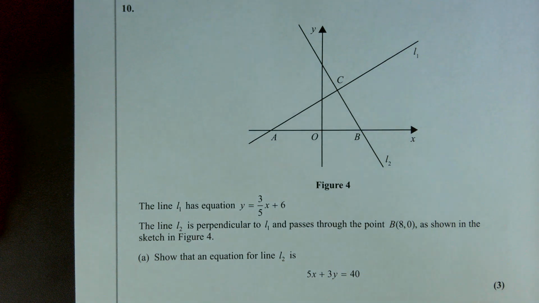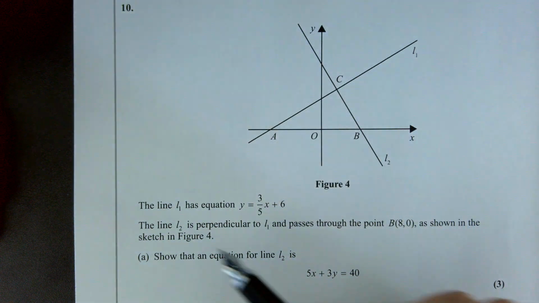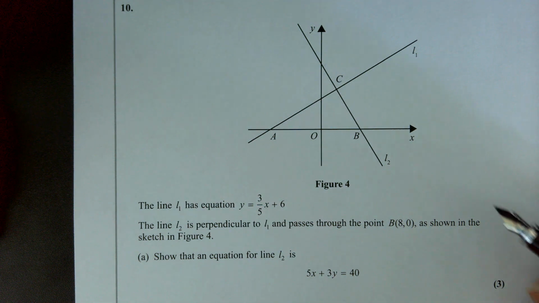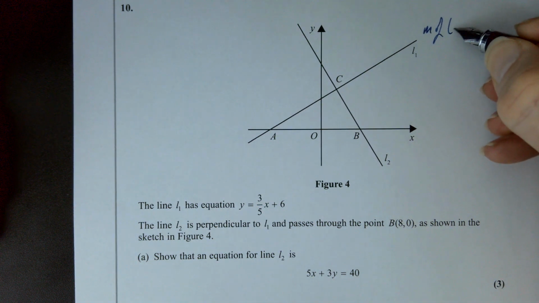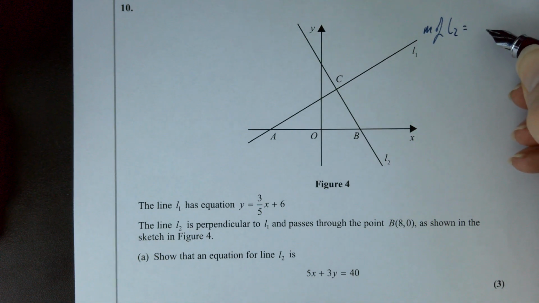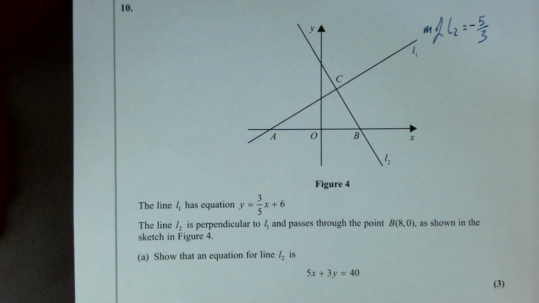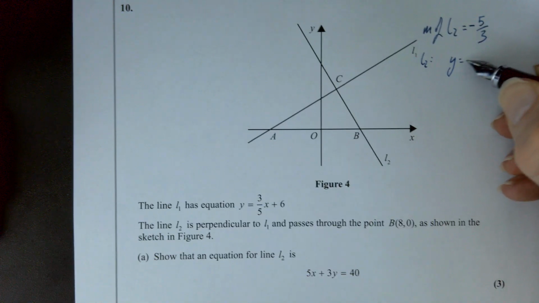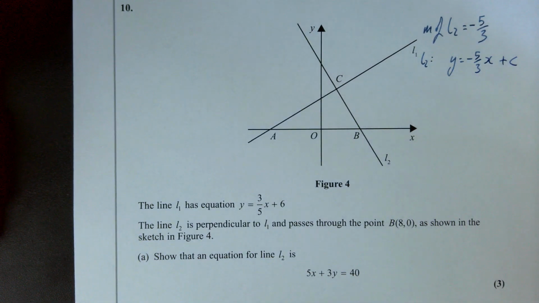Here's 10 part A. Right, so we know the formula of this equation, and this one is perpendicular to it. So the first thing we're going to be able to do is say that the gradient of line 2 is going to be equal to negative 5/3. So L2 is going to be y equals minus 5/3 x plus c.